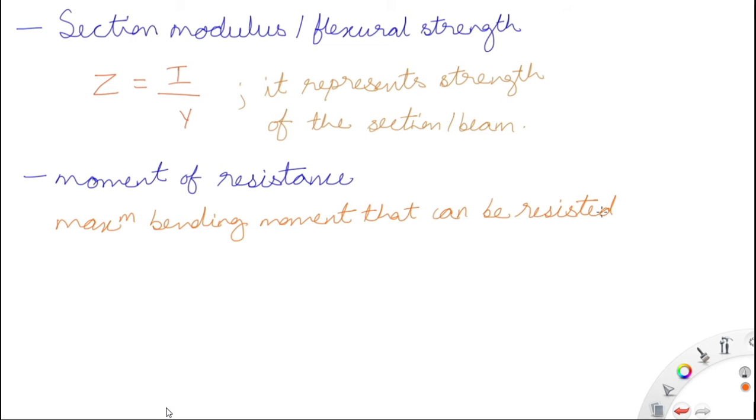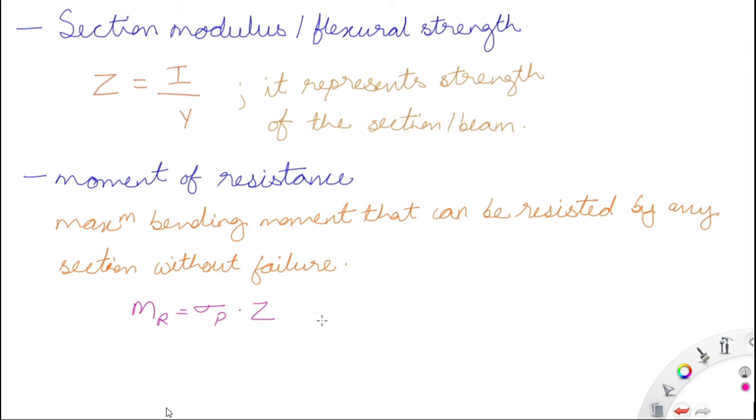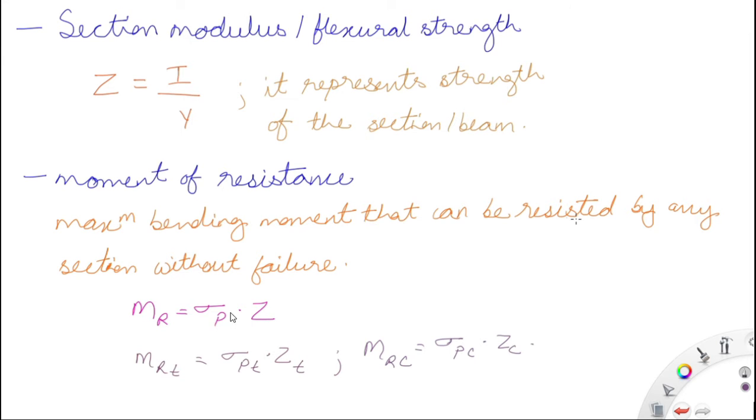Now moment of resistance. Moment of resistance is the maximum bending moment that can be resisted by any section without failure. So moment of resistance is equal to sigma P into Z. Sigma P is the permissible stress and Z is the section modulus. So for tension, moment of resistance in tension is equal to sigma PT, which is the permissible stress in tension, into ZT. ZT is the section modulus for tension.